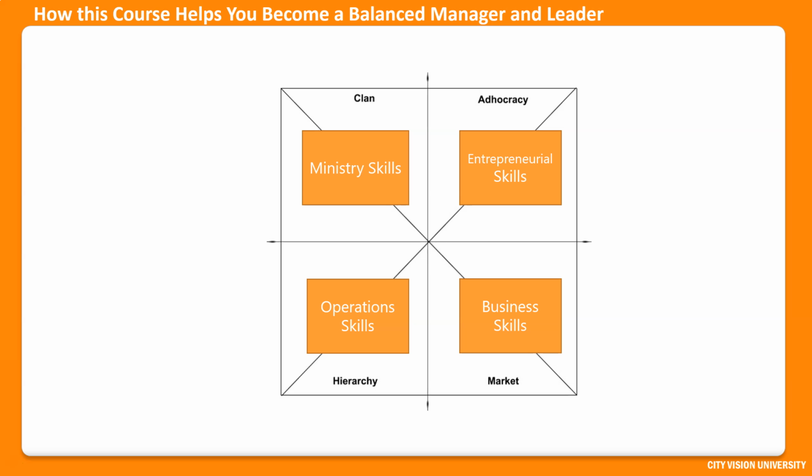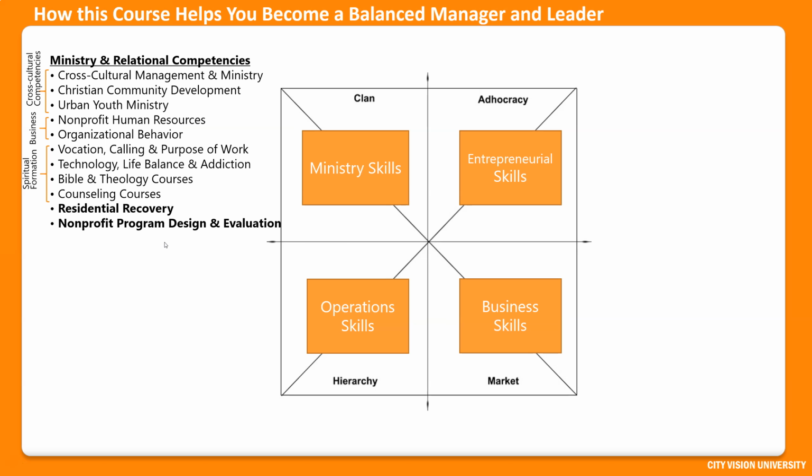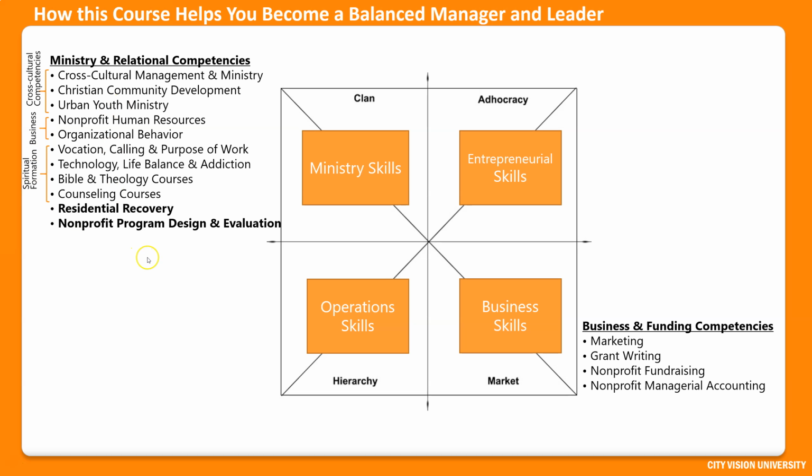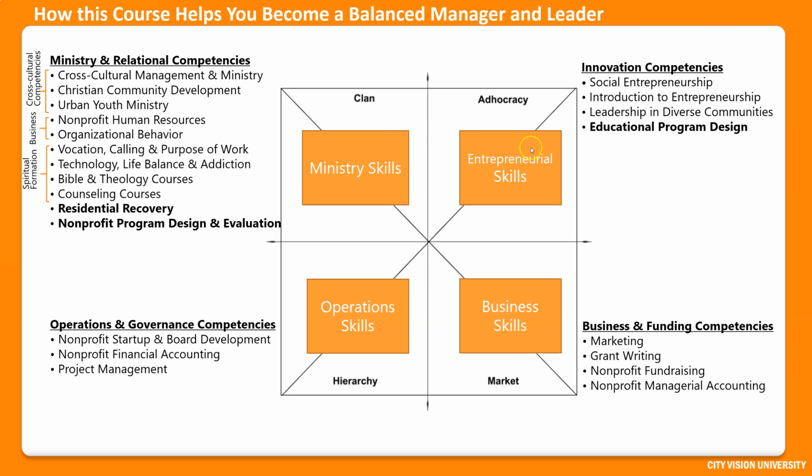Now, the other thing, just to explain how this course fits into the rest of CityVision's program. We use something called the Competing Values Framework, which basically says there are 4 domains of competencies: ministry skills, business skills, operation skills, and entrepreneurial skills. And then we provide courses across all 4 of those domains. So there are related courses to this course. This course, I would say, really is in the innovation competency. It's trying to be cutting edge on education. So that's what this nonprofit educational program design course is.